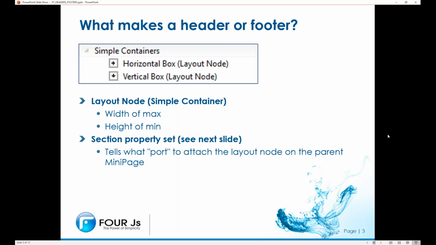So first off, in order to make a header or a footer, you're going to put out a simple container. A simple container is by default either going to be a horizontal box or a vertical box. And then when you put out that simple container, you're going to change its section property to say what kind of container you want it to be. So you're telling it what port to attach to on the layout node of the parent mini page.